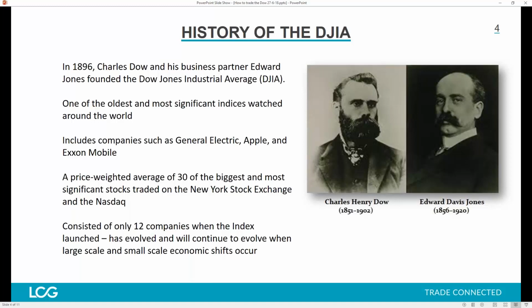When they first started, there were only 12 companies on it, but obviously the US economy has grown quite significantly since then and diversified a bit, and so these days it's 30 companies. It doesn't change its mix often. The FTSE 100, for example, changes its mix-up every quarter. The Dow changes far less often. The last major change was when Apple was added, and I believe AT&T was kicked out in 2015.